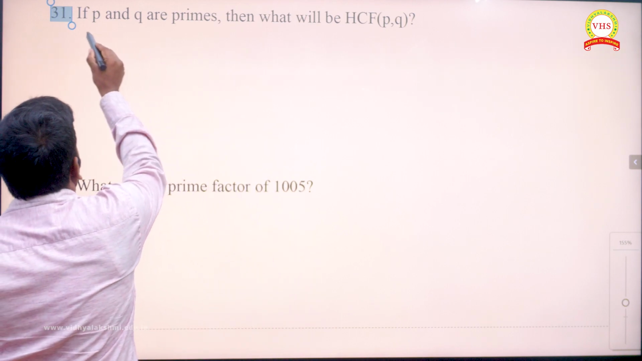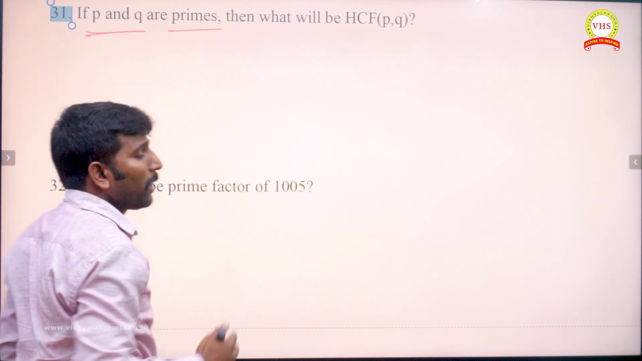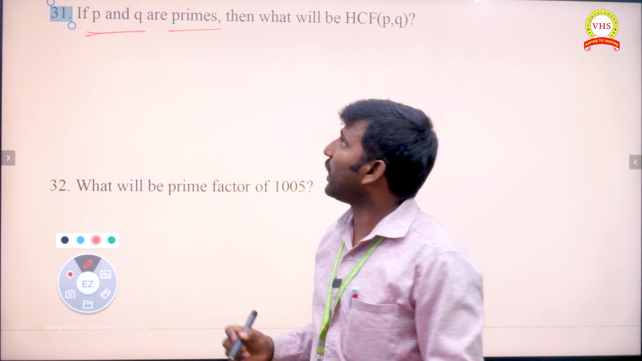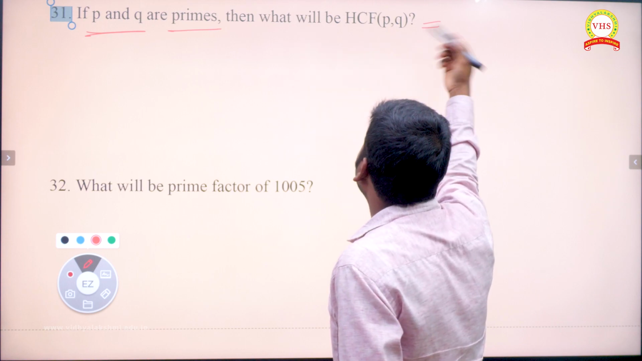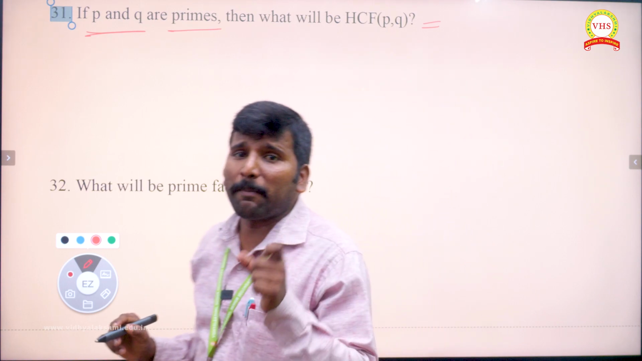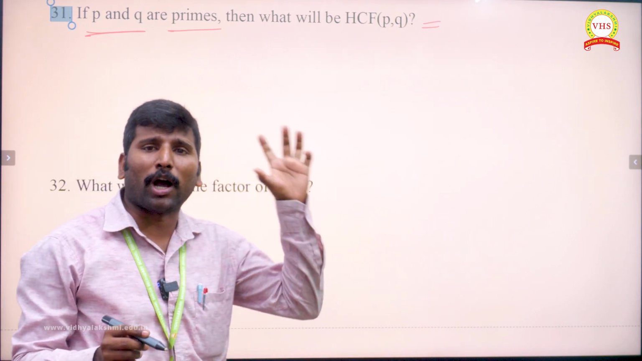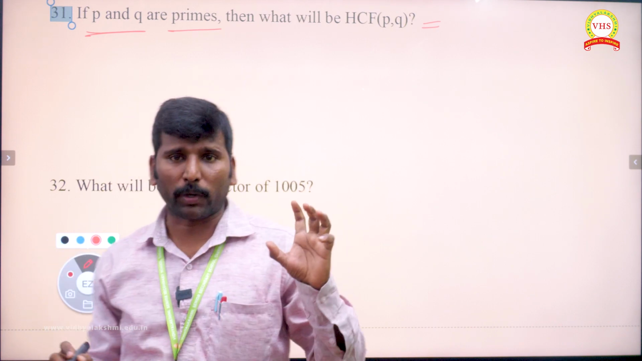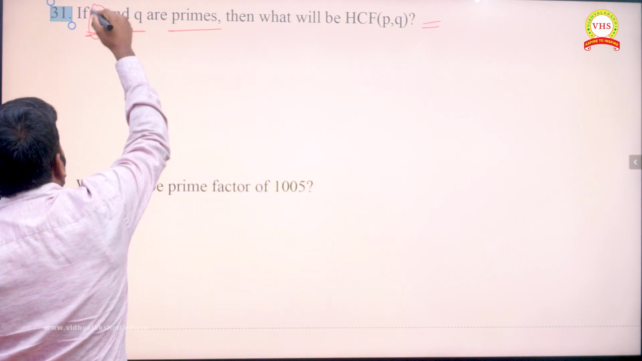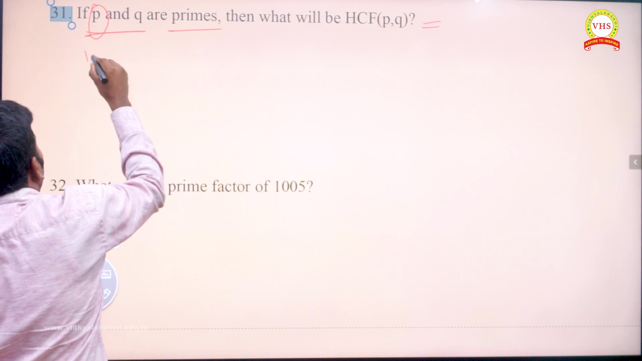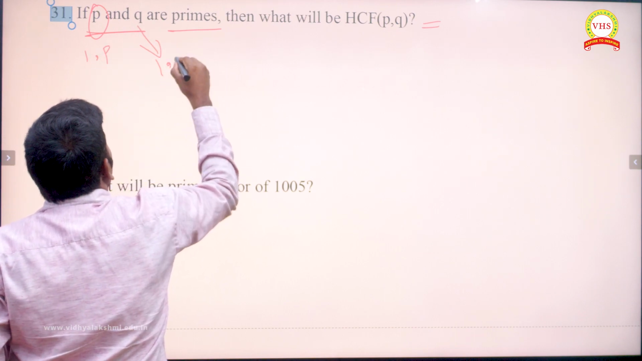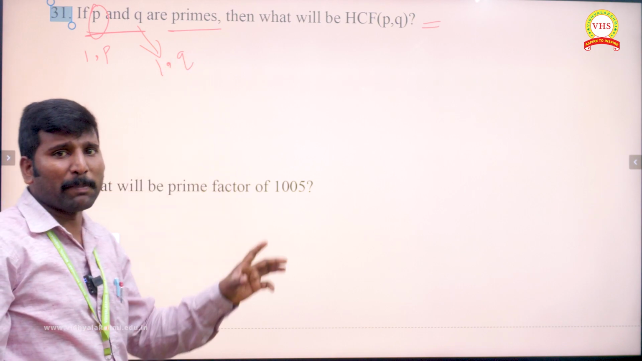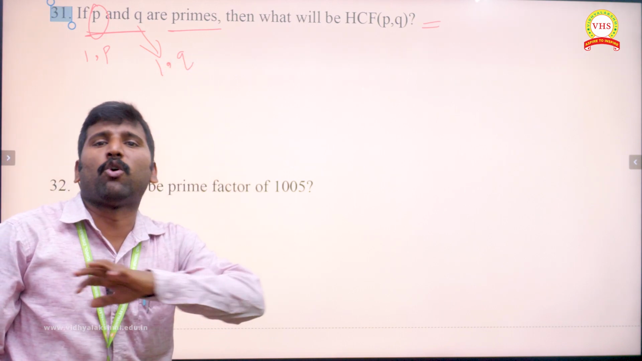Here they are telling that p and q are prime. Then what will the HCF be? Prime in the sense, there is no common factor other than 1. A prime number has only 2 factors: 1 and p. Here it has 2 factors, 1 and q. Prime number in the sense, other than 1, there is no factor.